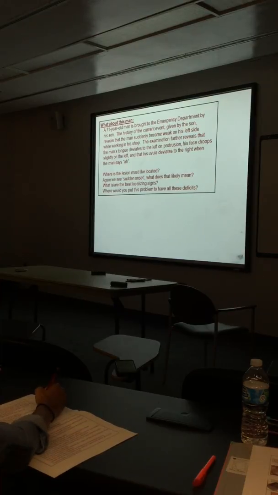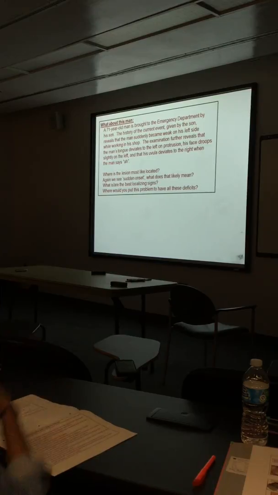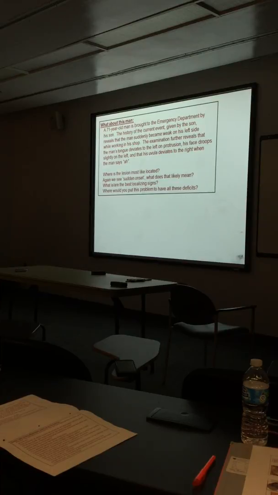In this man, what is the best localizing sign or signs? Corticospinal would not be a localizing sign, because where is it? Cortex, internal capsule, spinal cord. It would be the cranial nerve signs. Where is this lesion most likely located, or where would you put this problem to get these studies? Where in the brain?